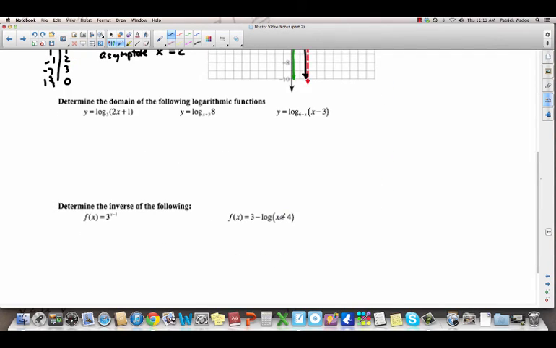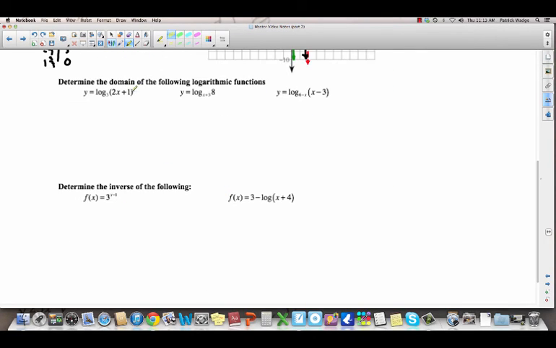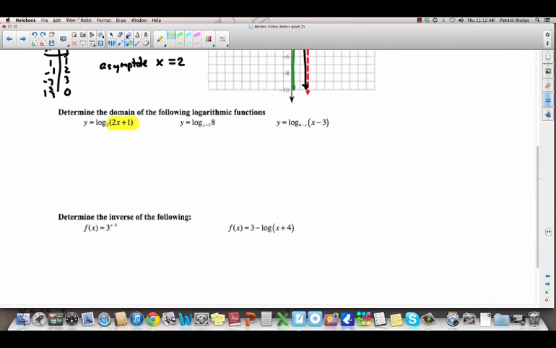Okay, next, determine the domain of the following logarithmic functions. Well, remember, this is where you have to use this stuff up here. The argument, remember this amount right here is called the argument. We've said that that amount has to be greater than 0. So in this case, we need to have 2x plus 1 is greater than 0. That's quick to solve. 2x is greater than negative 1. X is greater than negative 1/2. Oh, that's not too bad.